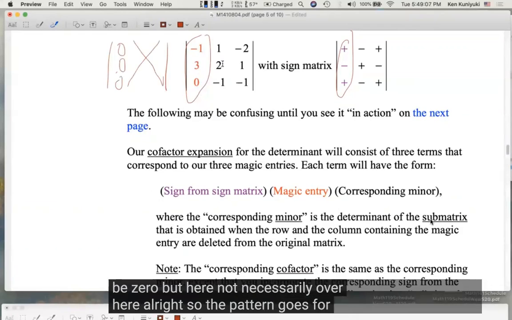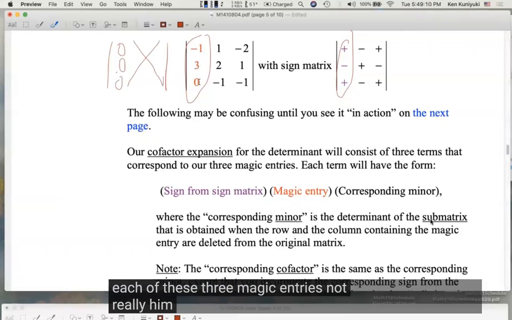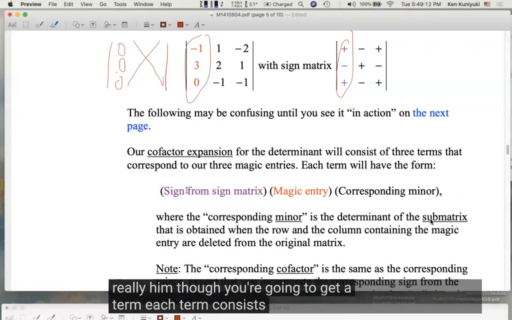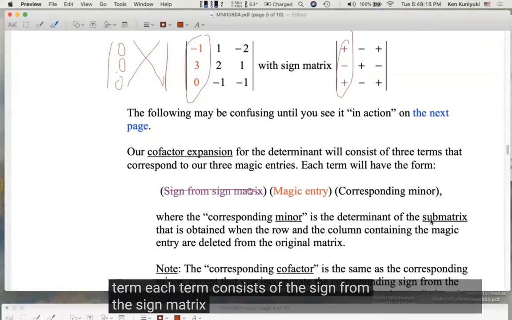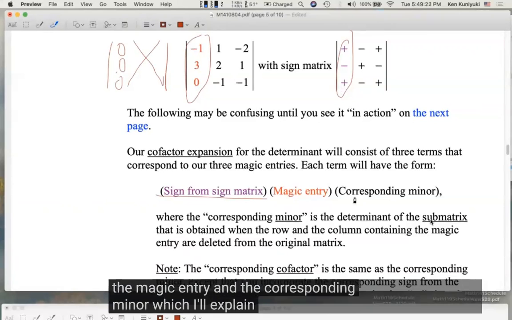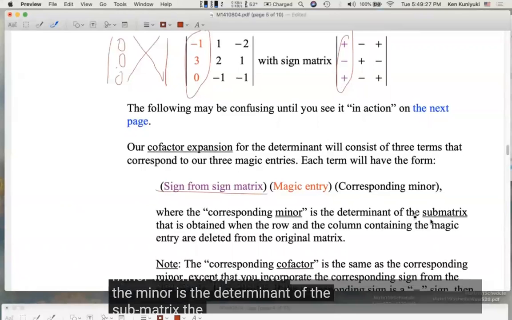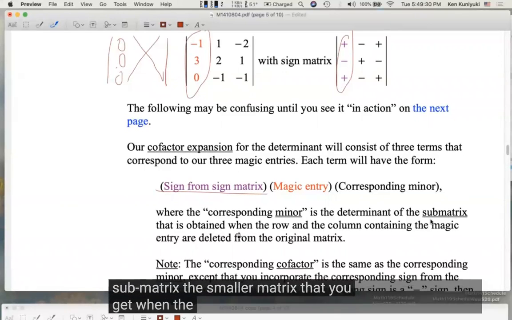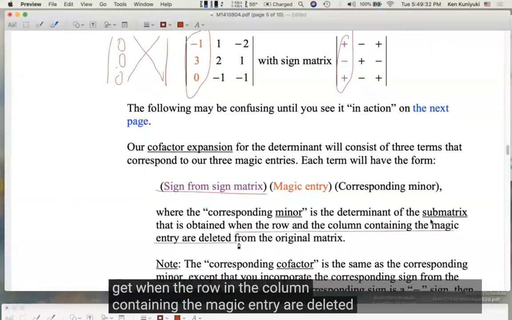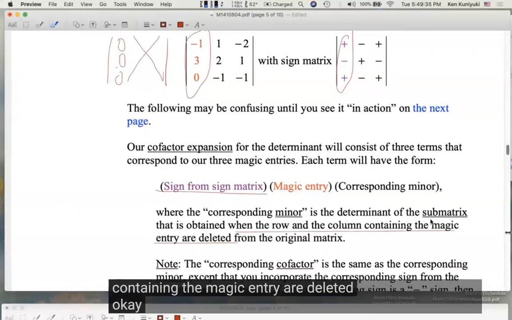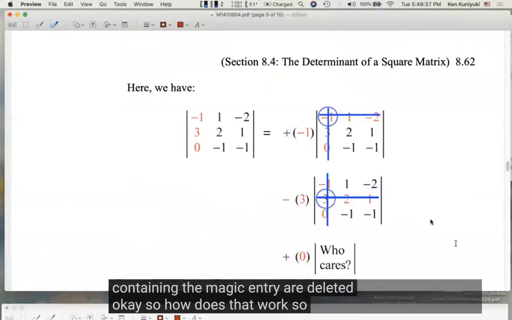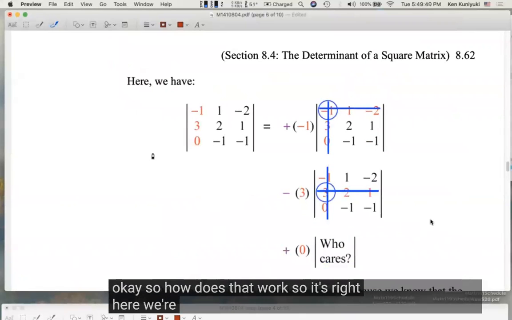All right, so the pattern goes for each of these 3 magic entries, you're going to get a term. Each term consists of the sign from the sign matrix, which we get over here, the magic entry, and the corresponding minor, which I'll explain later. The minor is the determinant of the submatrix, the smaller matrix that you get when the row and the column containing the magic entry are deleted. Okay, so how does that work? So it's right here. We're going to expand along the first column.